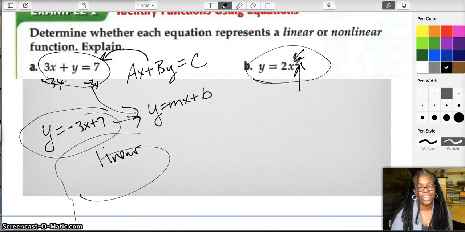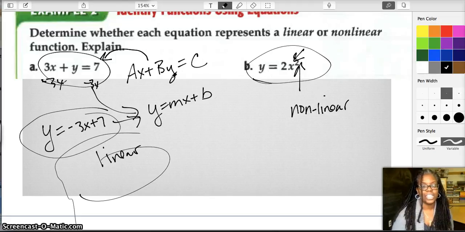This is actually a quadratic equation because of that too. And that lets me know that this is nonlinear. A really easy way of saying that it's nonlinear is saying, hey, there is nothing I can do to force this equation into this form or into this form.